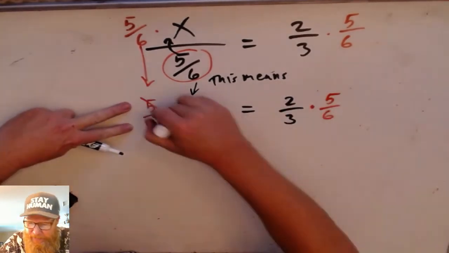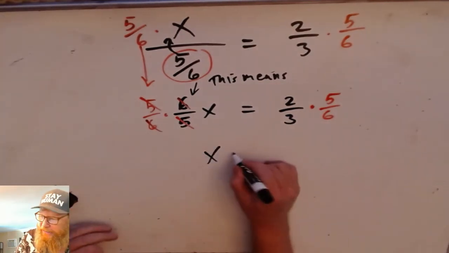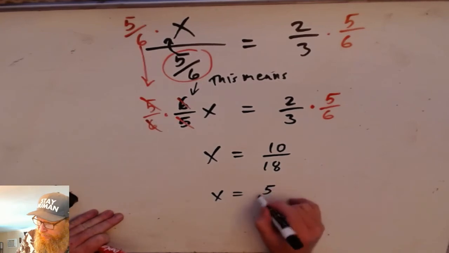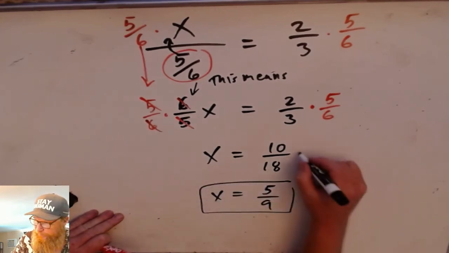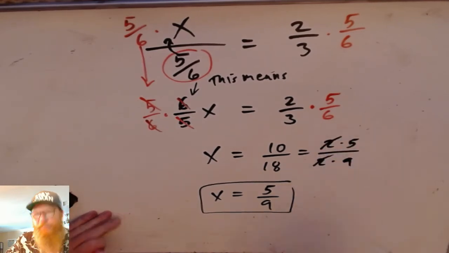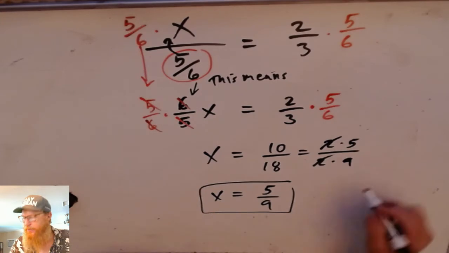5/6. Look what happens. These guys cancel out. And I get x equals 10 over 18, which is 5/9. 10 is 2 times 5, 18 is 2 times 9, so it reduces to 5/9.